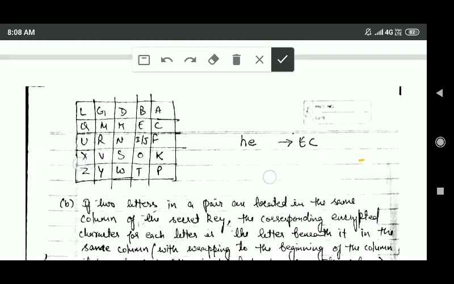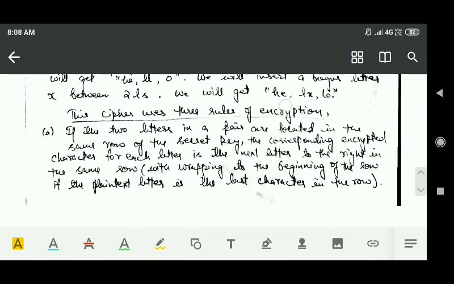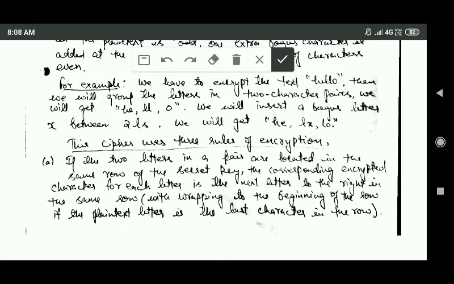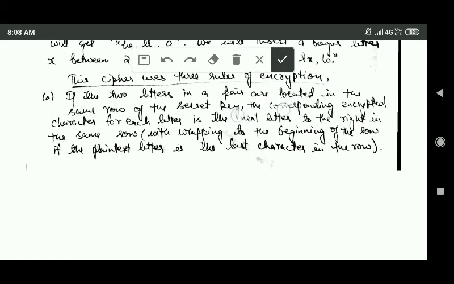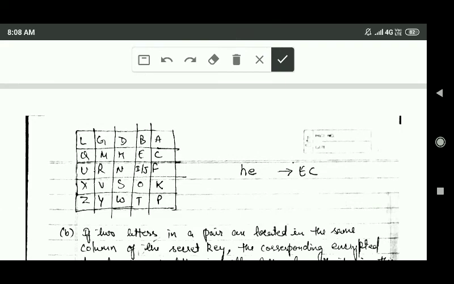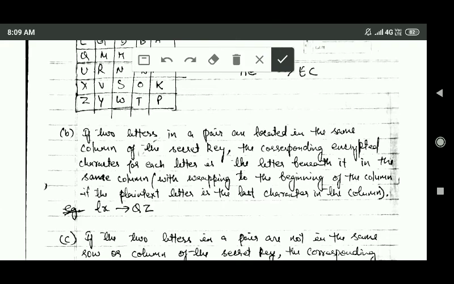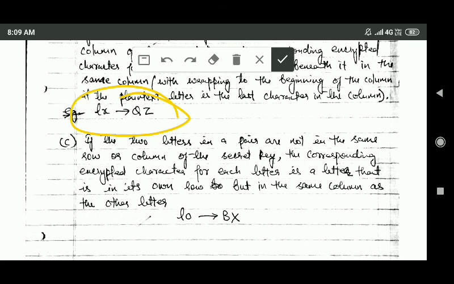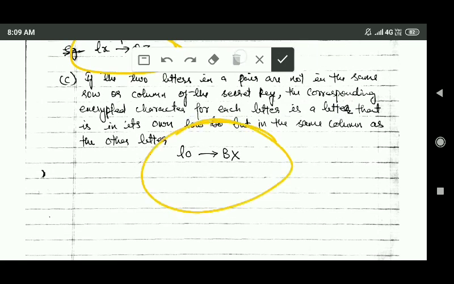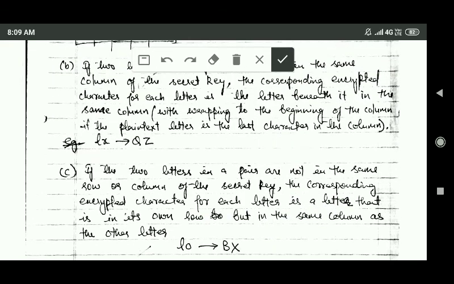So as you can see here, if we have to encrypt the text hello, then first we will divide its letters in pairs of two letters. And if in a pair both the letters are the same, then we will insert a bogus letter between them, right? So first hello was divided into these pairs, then we inserted a bogus letter X between these two L's, and we got these pairs. And by using the rules of encryption in Playfair, HE was encrypted into EC, LX was encrypted into QZ, and LO was encrypted into BX. So this is how the Playfair cipher algorithm works.